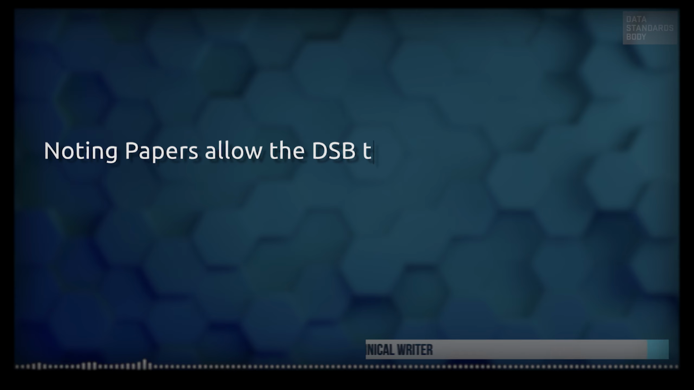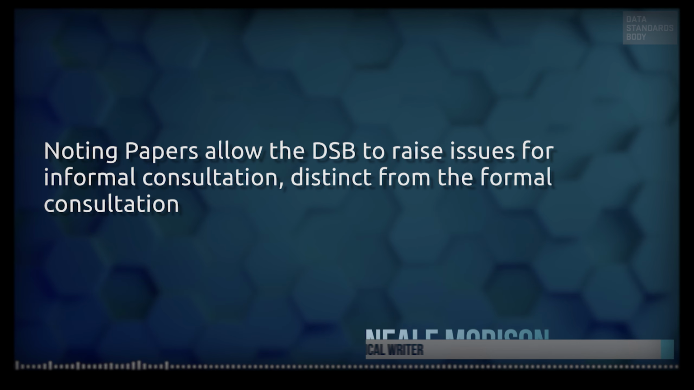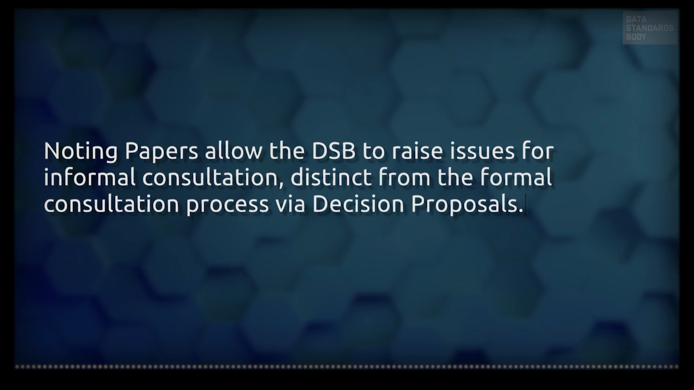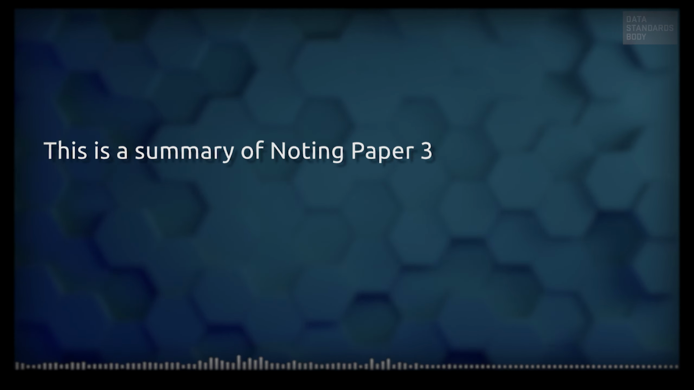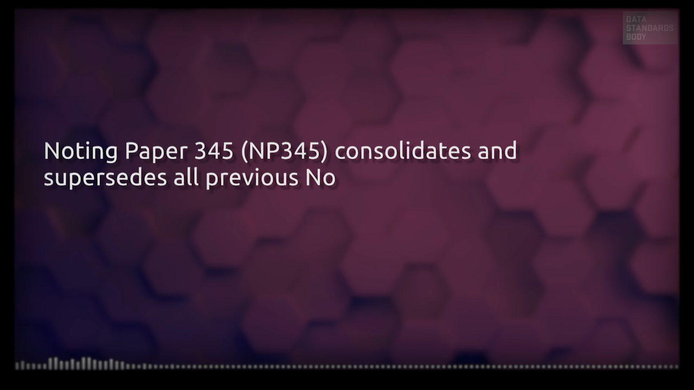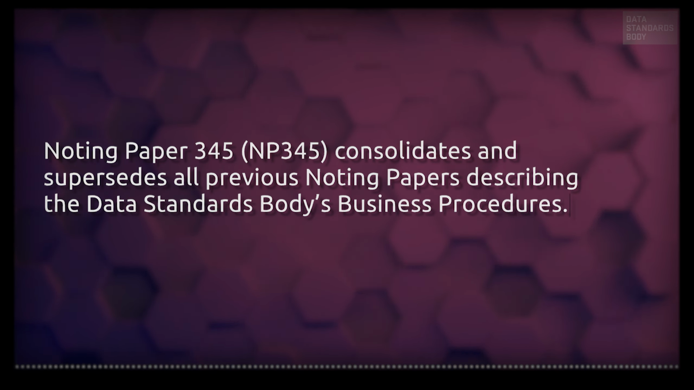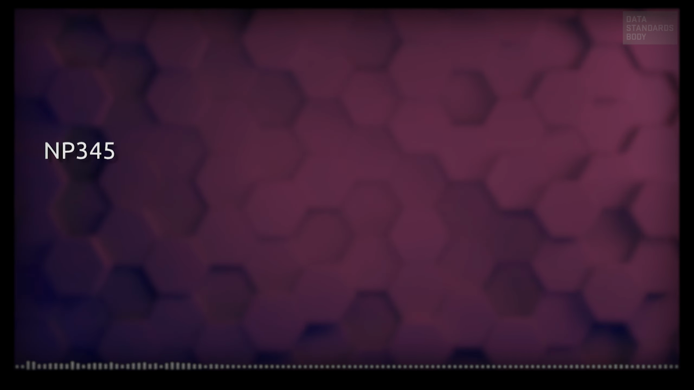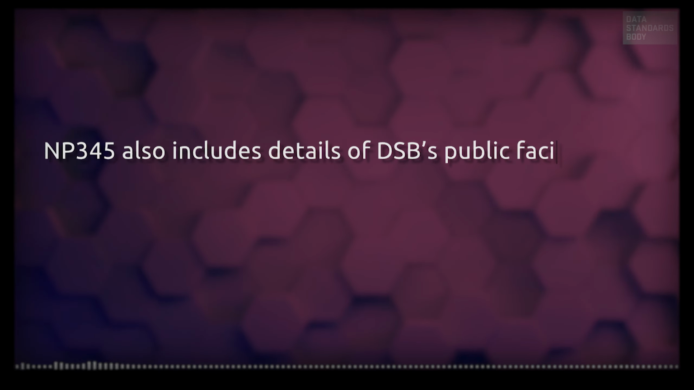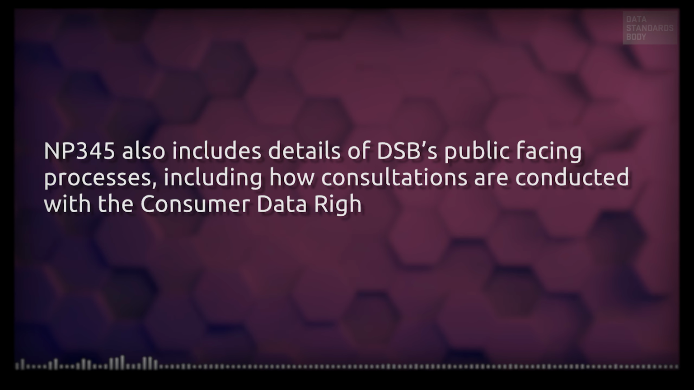Noting papers allow the DSB to raise issues for informal consultation, distinct from the formal consultation process via decision proposals. This is a summary of Noting Paper 345. Noting Paper 345, NP 345, consolidates and supersedes all previous noting papers describing the Data Standards Body's business procedures. NP 345 also includes details of DSB's public-facing processes, including how consultations are conducted with the consumer data right community.